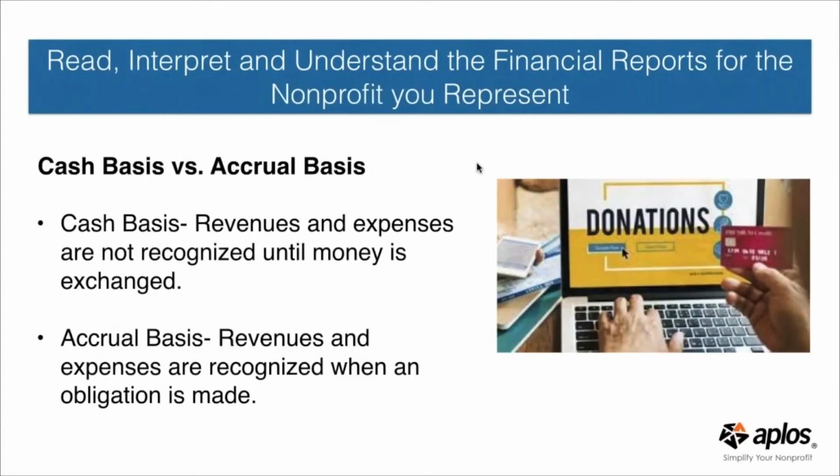So let's dive into a few more terms that I think are part of financial literacy, and if you yourselves don't know these, I want to encourage you to learn them. Cash basis versus accrual is a big accounting term. It can be overwhelming, but the basic core is this: cash basis means revenue and expenses are not recognized until the money is exchanged. Accrual means revenues and expenses are recognized when an obligation is made. So it's the difference between billing somebody for services versus paying them right there on the spot.